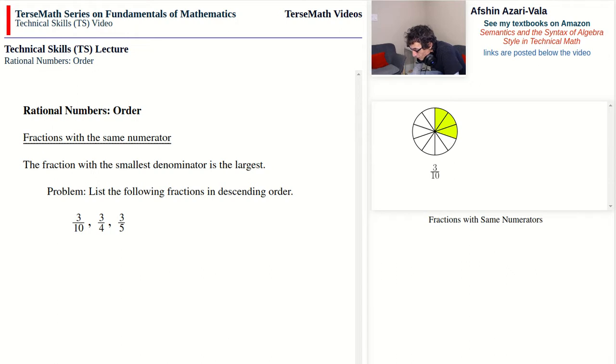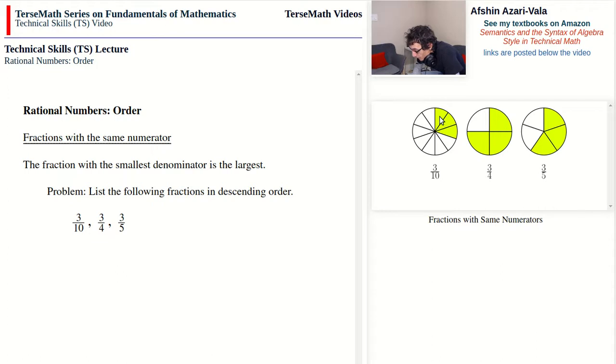For 3/4, we cut a pie into 4 parts and take 3 parts, and we end up with this kind of a diagram. And for 3/5, we divide a pie into 5 parts and take 3 parts, and we end up with this kind of a diagram. Now if you notice, with a denominator of 10, the pie gets cut into 10 parts, whereas with a denominator of 4, a pie gets cut into 4 parts. And because with 4, which is a smaller number, we cut the pie into fewer parts compared to 10, the size of one piece will be larger.